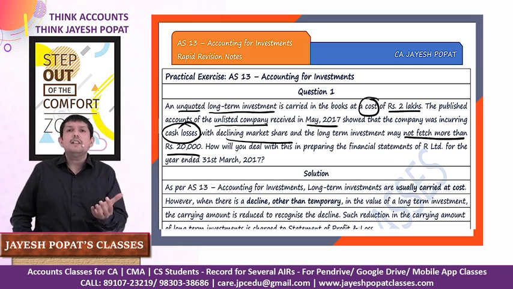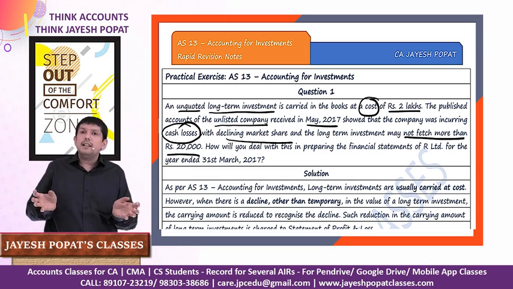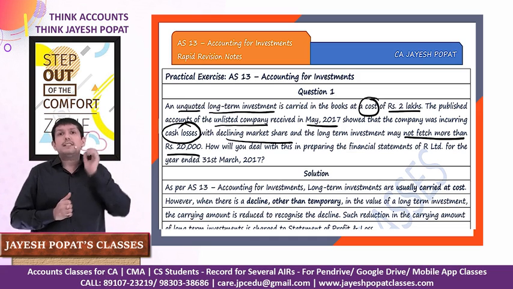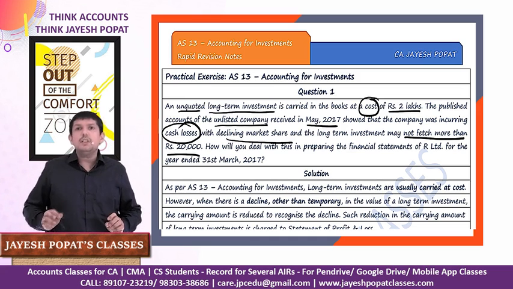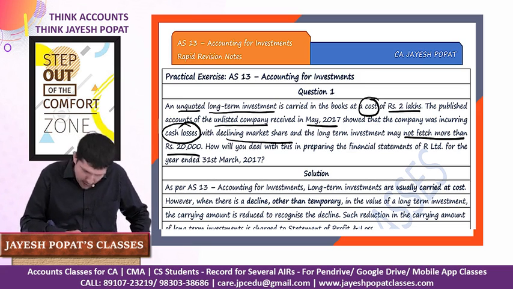The market share is reducing. So it could be an indicator of the fact that there is other than temporary decline in the value of the investment, and we may need to recognize a provision for diminution in the investment to the extent of 1,80,000, which is the difference between 2 lakh and 20,000.